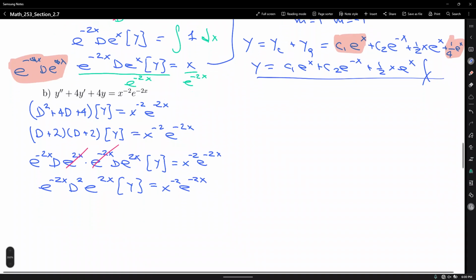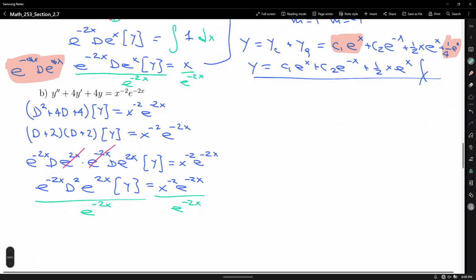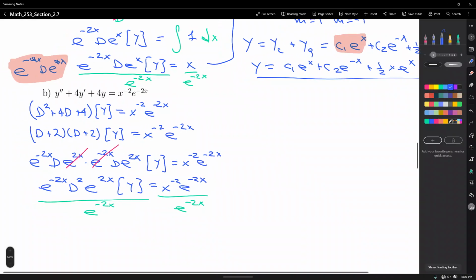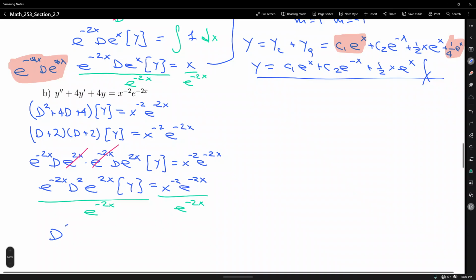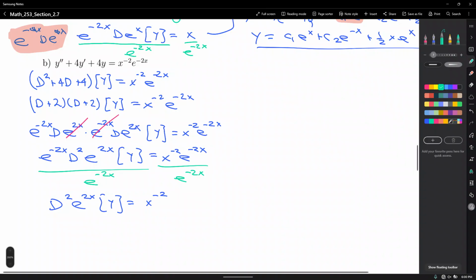Well, let's keep dividing. Divide both sides by e to the negative 2x. This will be equal to D squared e to the 2x acting on y equals x to the negative 2. What's next? Division on both sides by D squared.